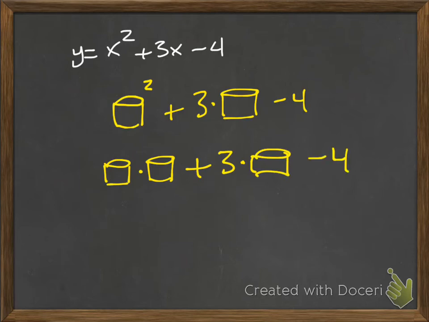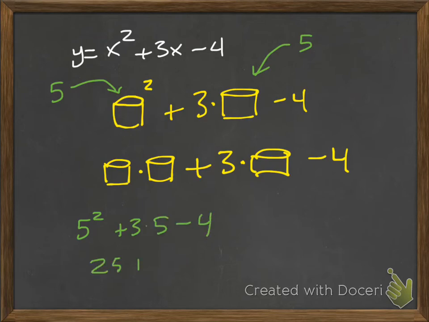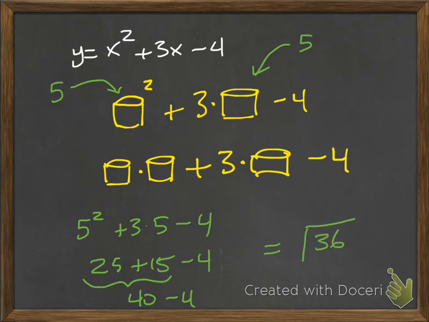Anything we want to put in there, we just stick it in a bucket. Let's say we wanted to stick a 5 in a bucket. I'm going to put a 5 here and a 5 here. So this is 5 times 5, so 5 squared, plus 3 times 5, minus 4. This is 25 plus 15 minus 4. So this one gives me 40 minus 4, which is 36.